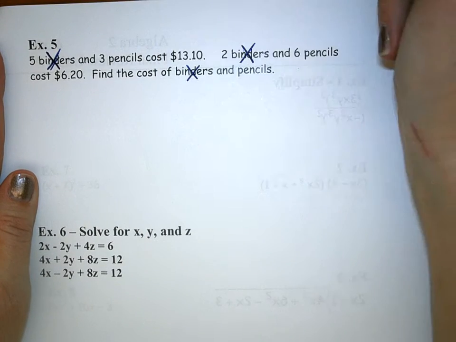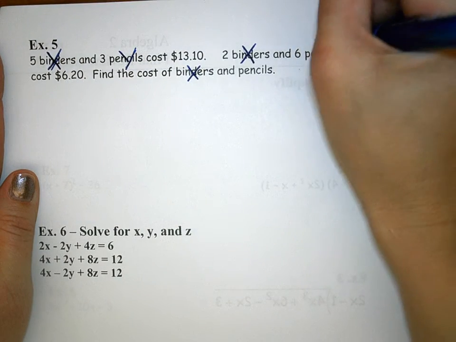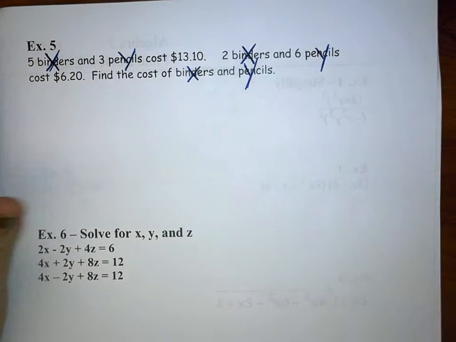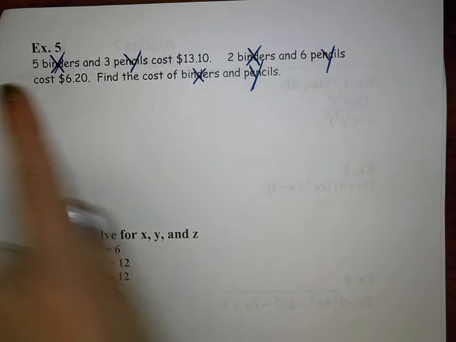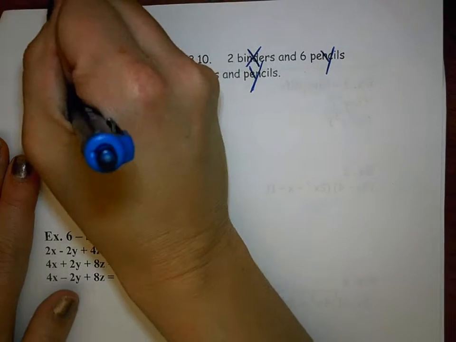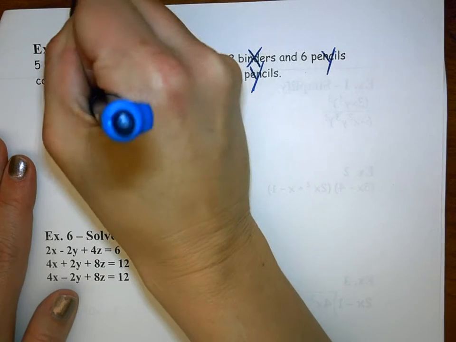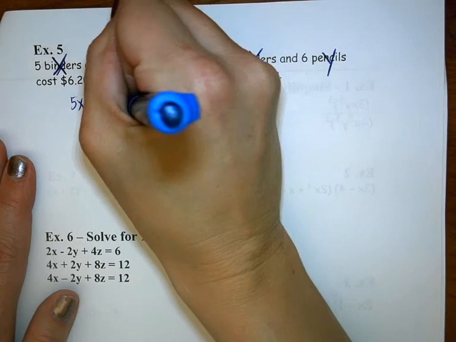And whenever I see pencils, I'm going to write a y. Again, it's totally up to you. You do not have to do it my way. So if I read my first equation here, it says 5 binders and 3 pencils cost $13.10. How will I write that as an equation? Very good. 5x plus 3y equals $13.10.